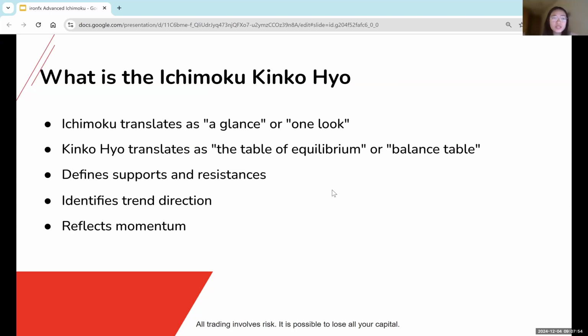Okay, so let's take a look at what exactly is Kinko Hyo. Ichimoku Kinko Hyo. So Ichimoku translates to "at a glance" or "one look," and Kinko Hyo translates to "table of equilibrium" or "balance table." So it basically helps us to define support and resistance, identifies trend direction, and also reflects momentum.